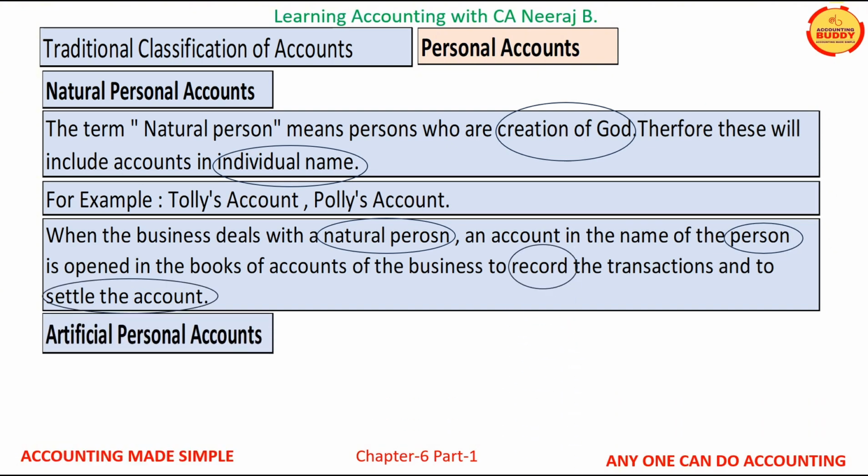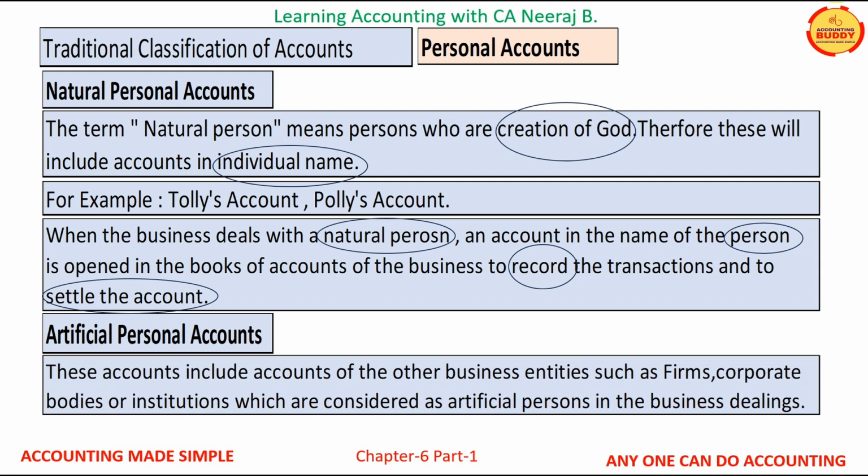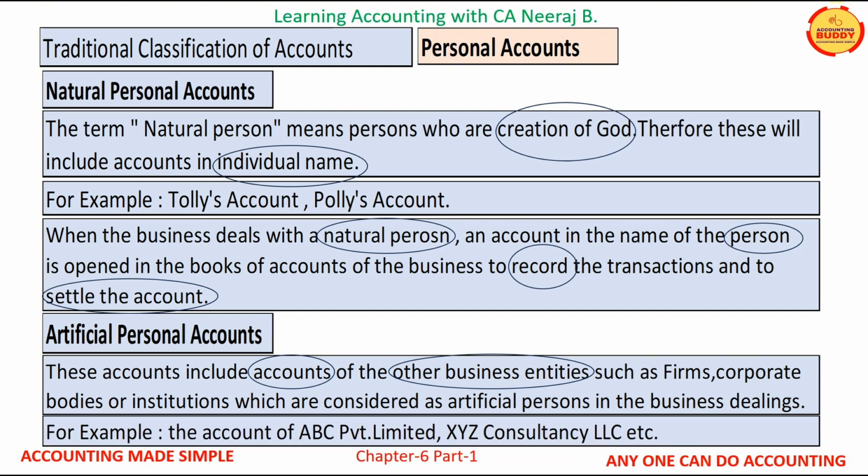Now let us learn about the artificial person. These accounts include accounts of other business entities such as firms, corporate bodies, or institutes which are considered as artificial persons in business dealings. Business transactions done with, say, ABC Private Limited or XYZ Consultancy LLC are recorded in the accounts opened with the names ABC Private Limited or XYZ Consultancy LLC. Such accounts are examples of artificial personal accounts as they are not natural persons.